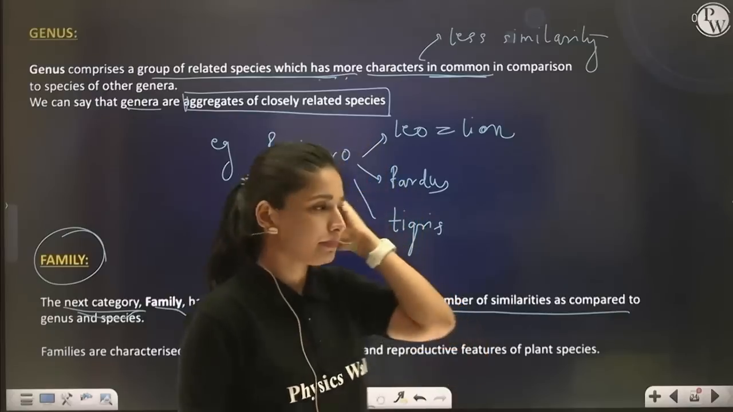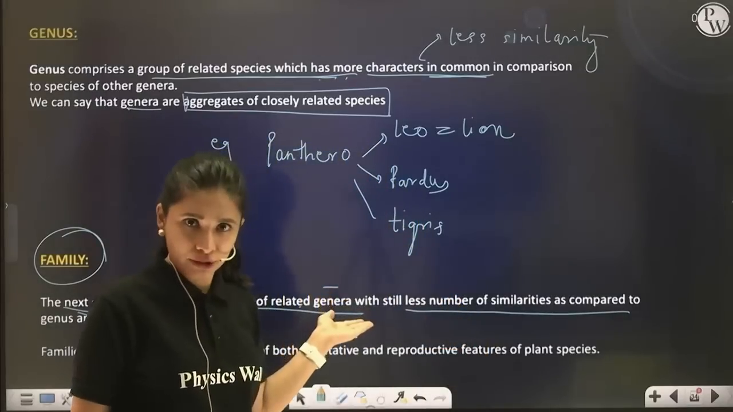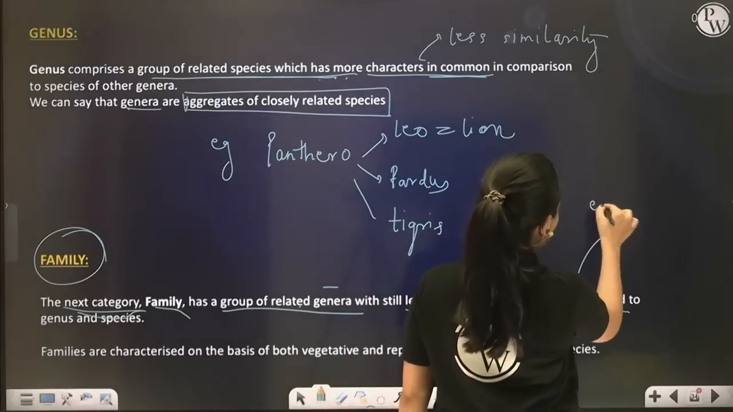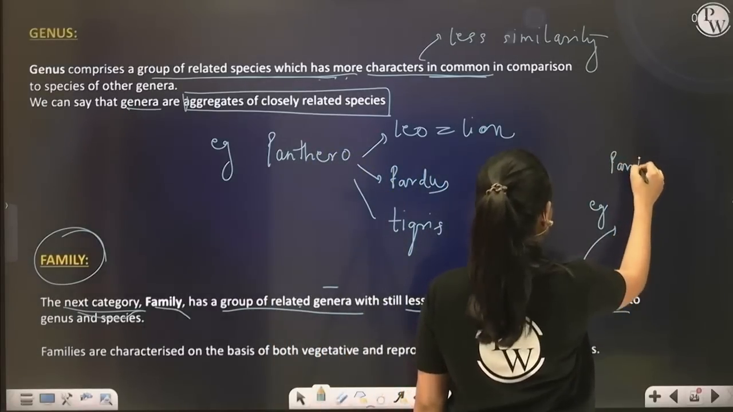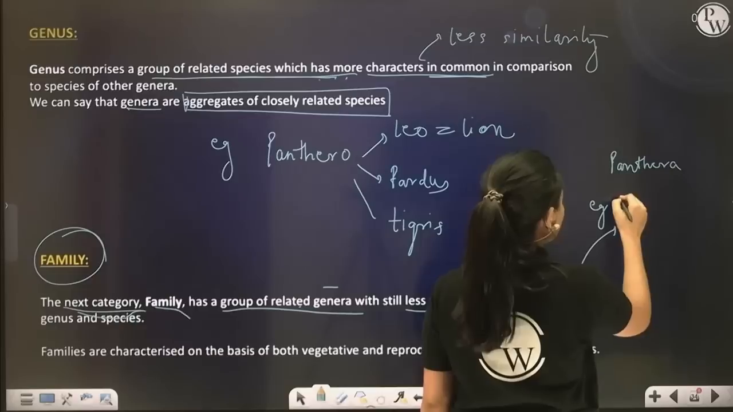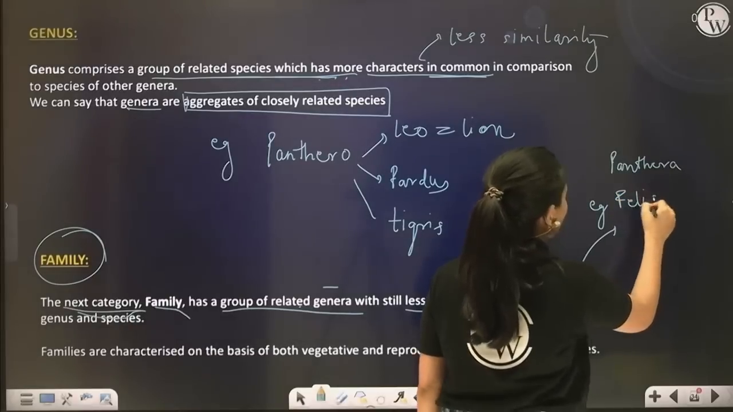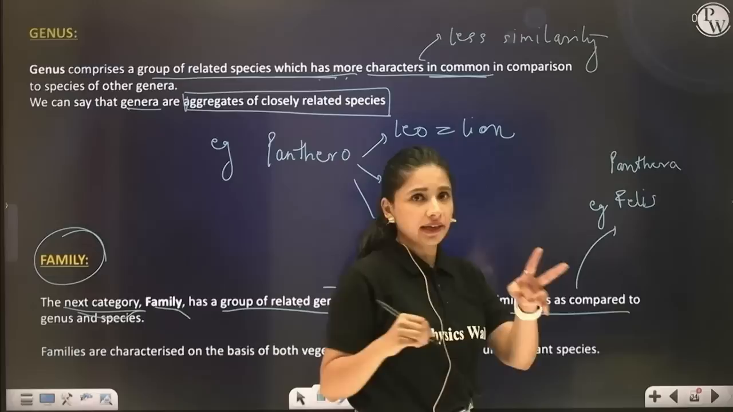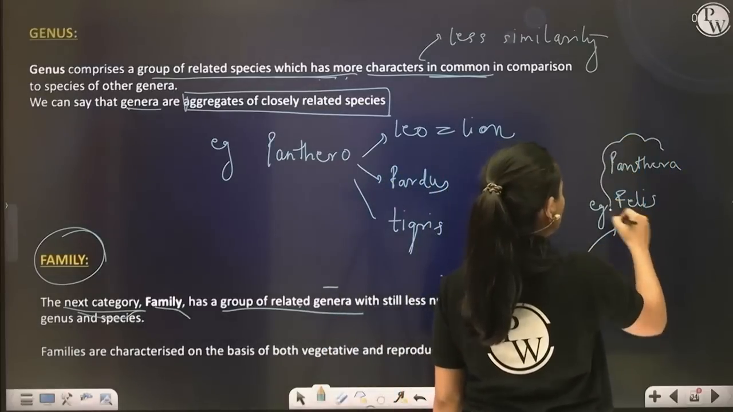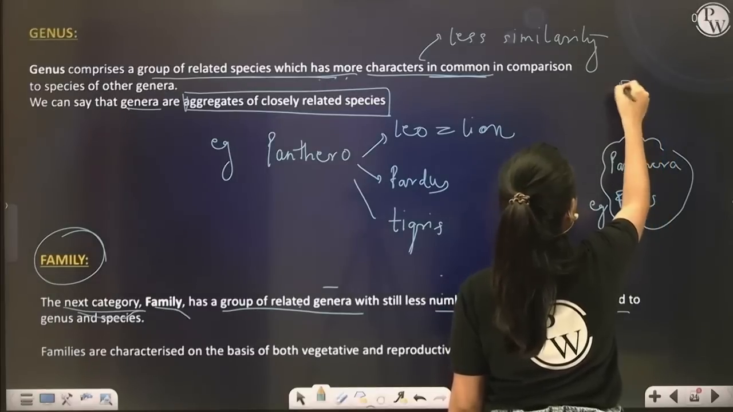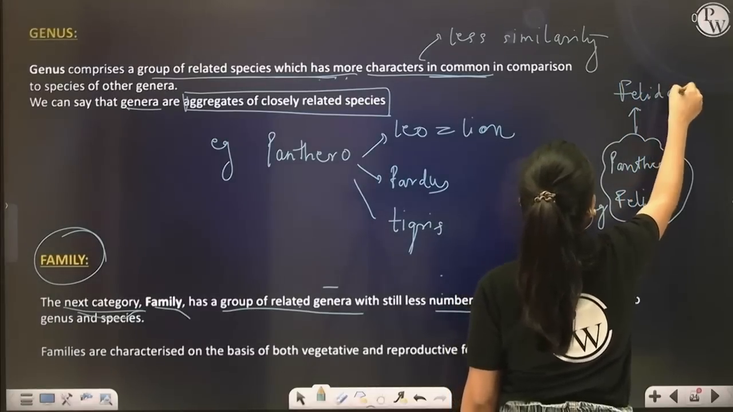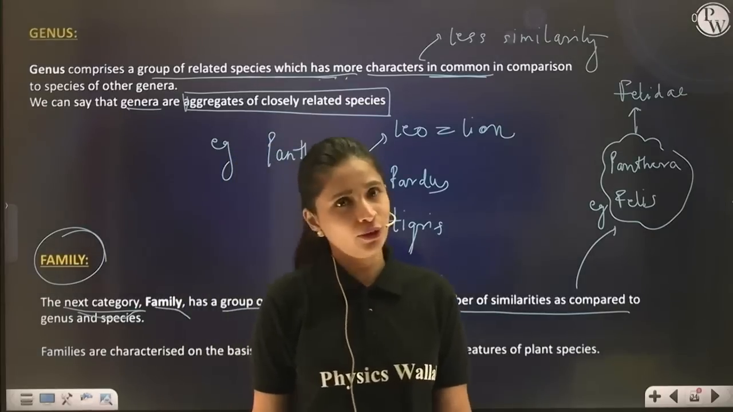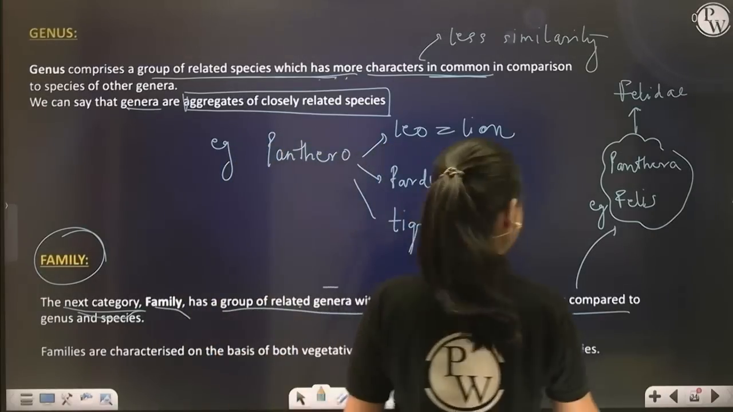For example, Panthera only I'm going to consider. One genus is Panthera. Another genus is Felis. Beta, Felis is the genus of cat, Felis domestica. There are two different genera, but both belong to the same family, Felidae. Clear? Yes or no? Okay, very good.